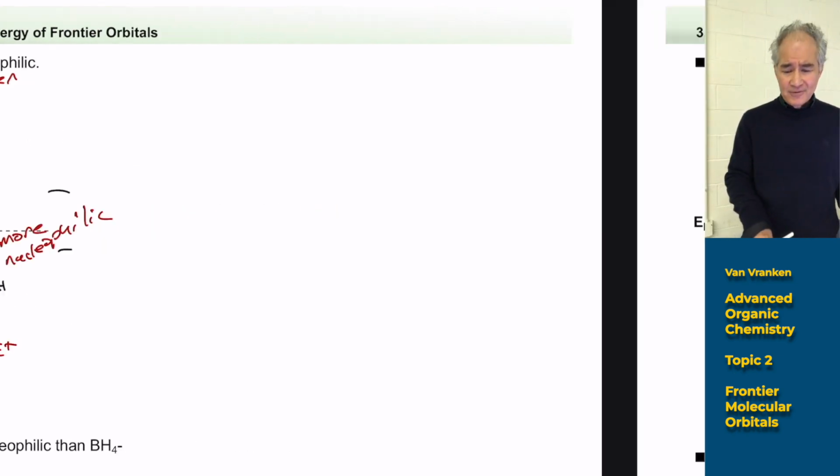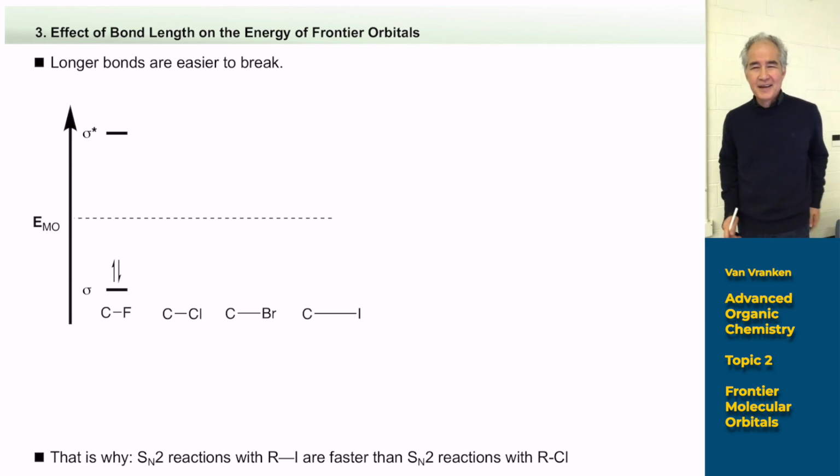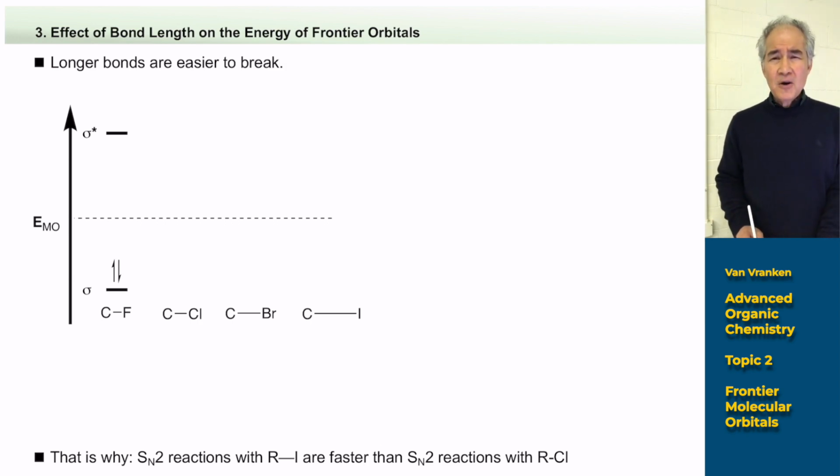Does bond length tell us something about electrophilicity? Absolutely it does. If you go to the halogen column, fluoride, chloride, bromide, iodide, and look in that column of the periodic table, as you walk through that sequence, you're getting to longer and longer bonds. And so what happens as we go to longer and longer bonds? Well, the bonds are weaker.